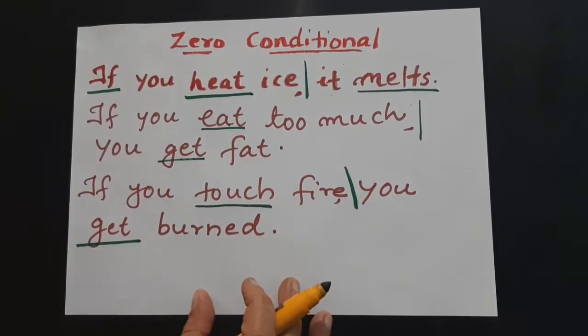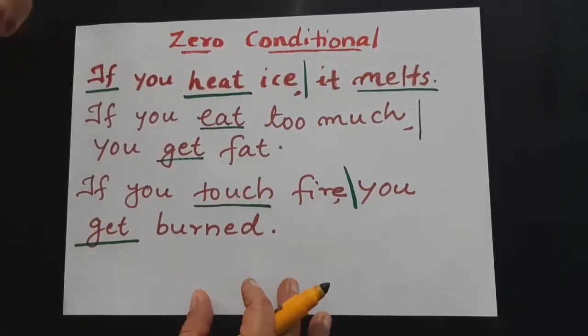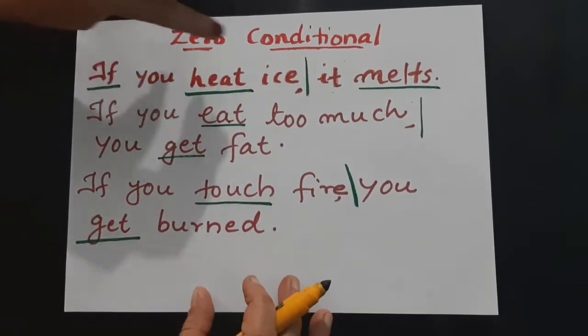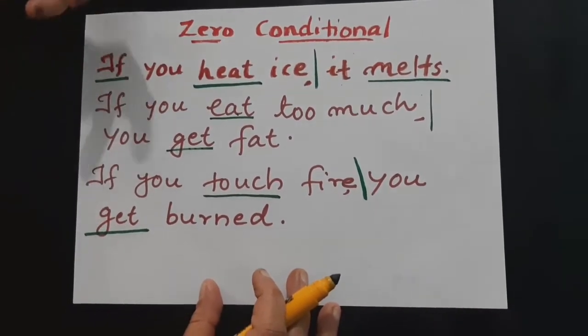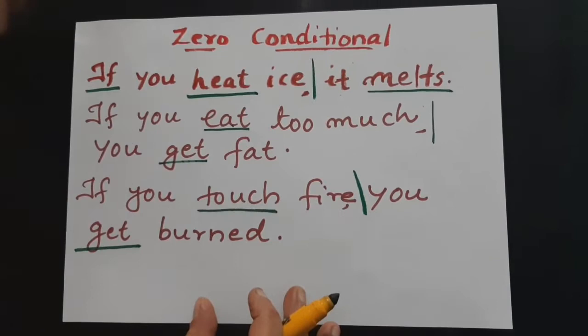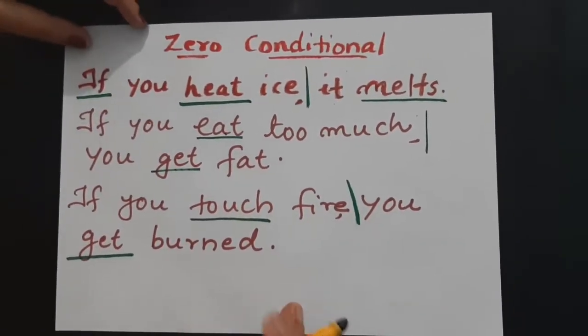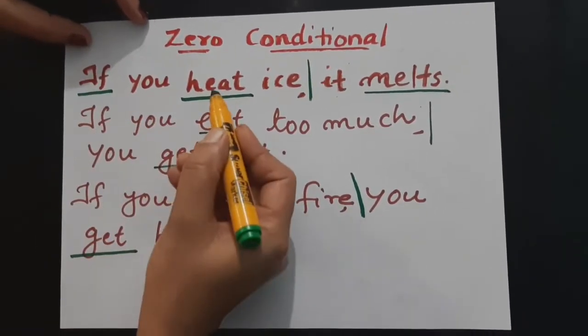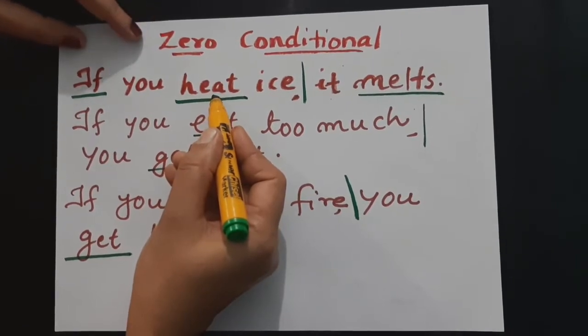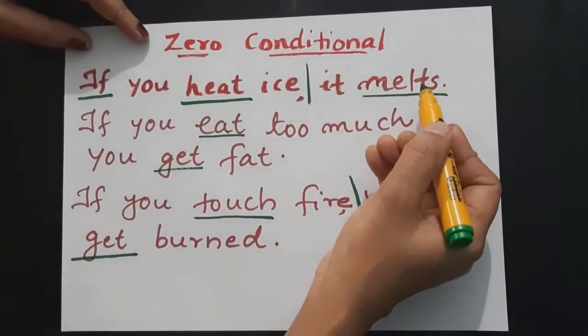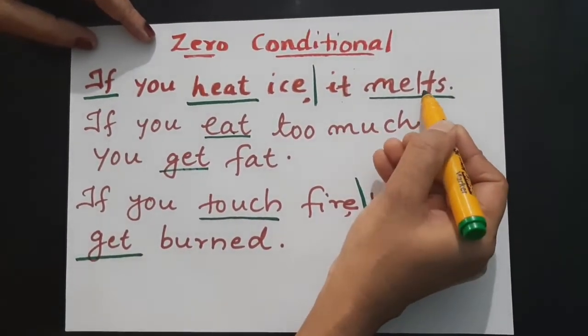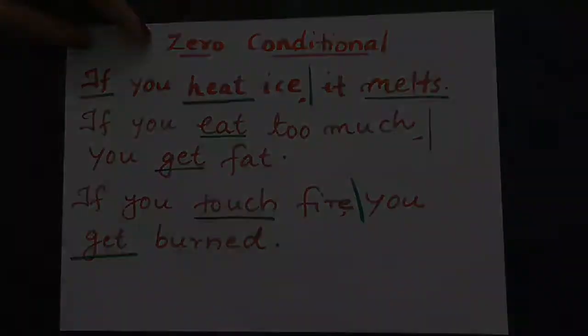So that's all about the zero conditional. Once again, I repeat, the zero conditional is used to tell about facts that are always true, and in the if clause, you will get the verb in its present form, and in the result clause too, you will get the verb in its present form.